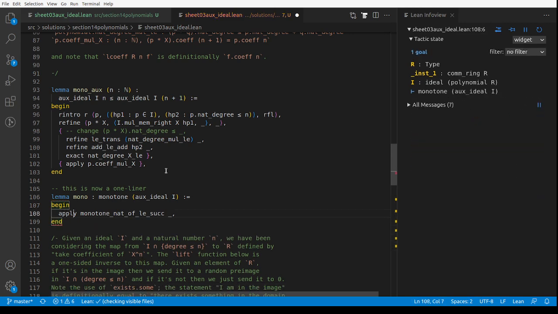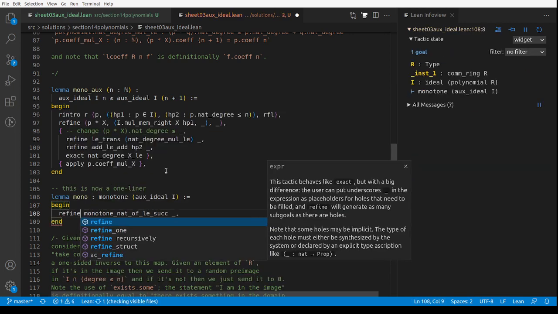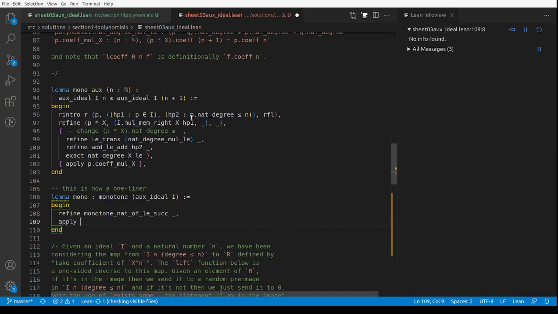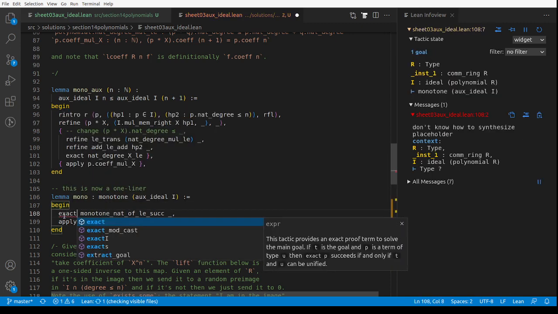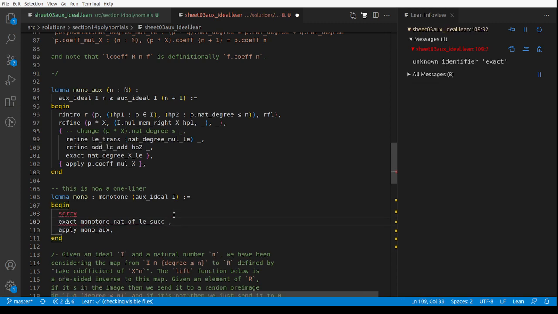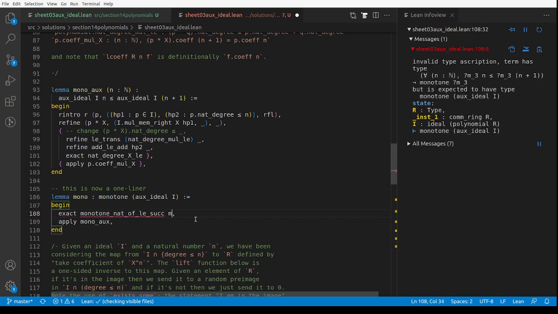I mean, perhaps we should stay away from the apply bug. Refine. Yeah, there we go. Refine that. And then this statement is exactly mono_aux, right? Apply mono_aux. There you go. Or we could just do exact monotone. I mean, I've claimed it's a one-liner, so let's do exact monotone mono_aux.